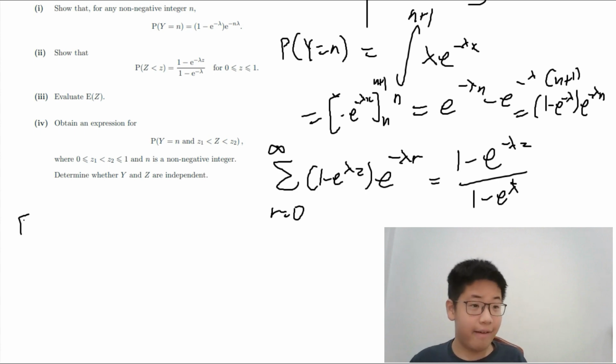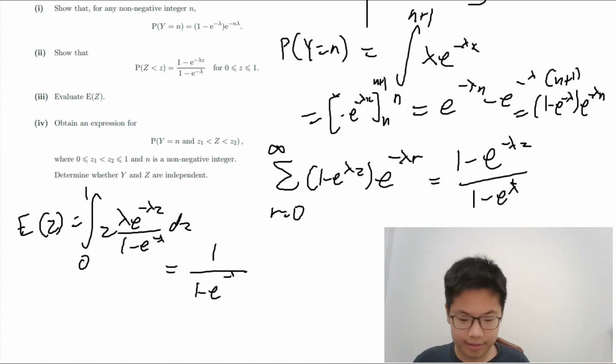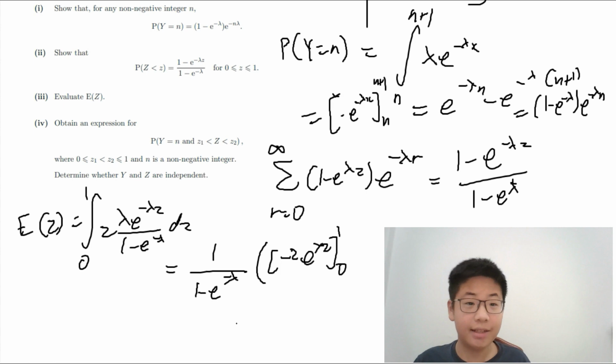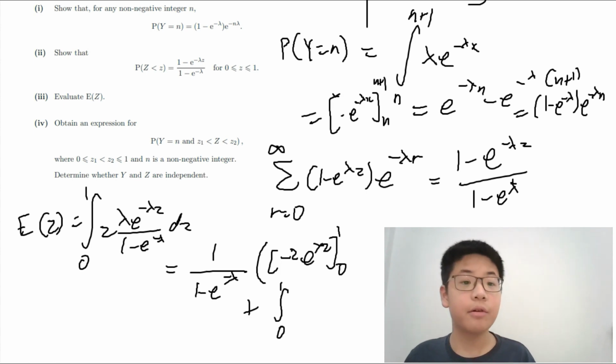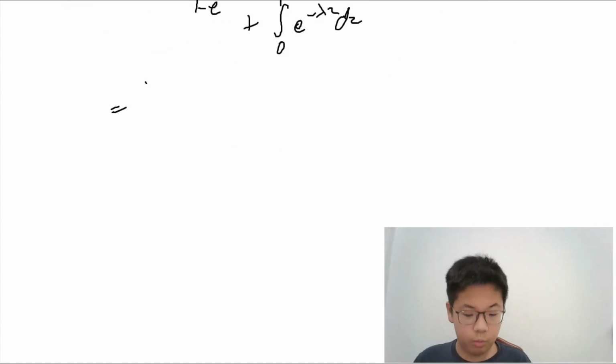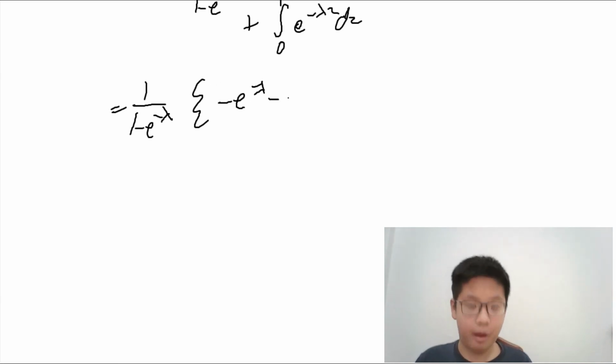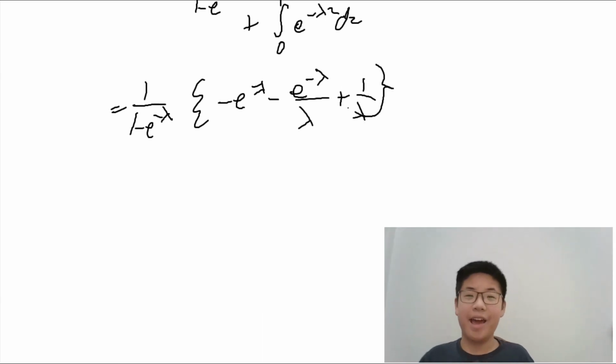So E(Z) is the integral from 0 to 1 of z lambda e^(-lambda z) over 1 minus e^(-lambda) dz, which equals 1 over 1 minus e^(-lambda) times [minus z e^(-lambda z) from 0 to 1, that's the integration by parts, plus the integral from 0 to 1 of e^(-lambda z) dz]. And then you have 1 over 1 minus e^(-lambda) times minus e^(-lambda) minus e^(-lambda) plus 1 over lambda. And there we have proved it.